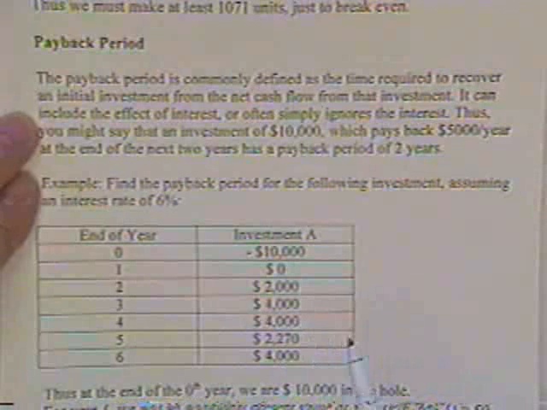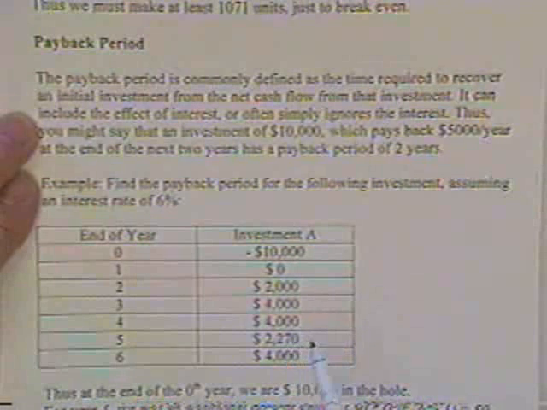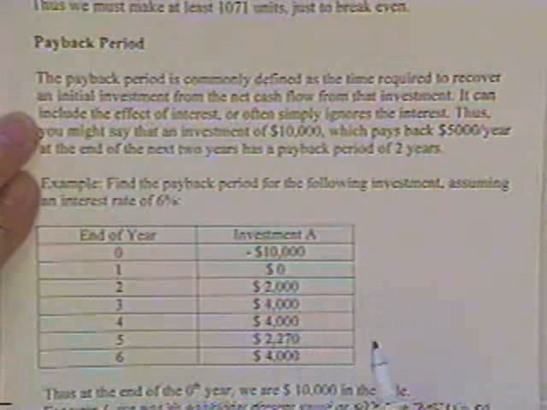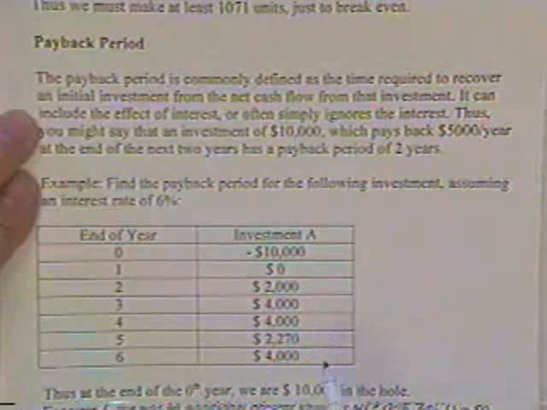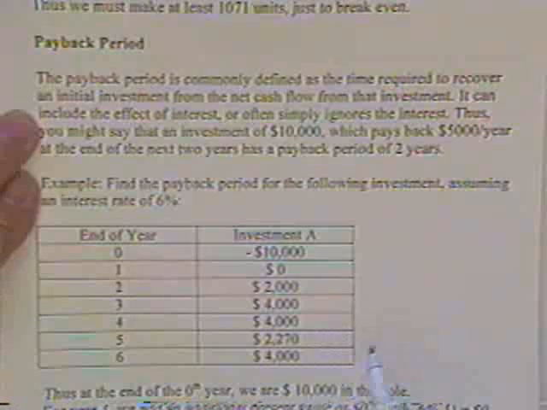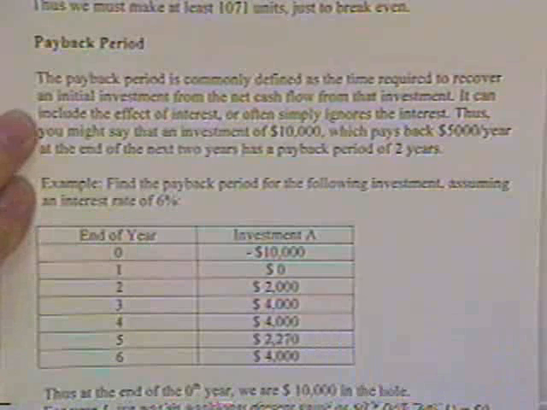They just say, look, if we put $10,000 in this, we'll have our money back in 3 years. Pretty much ignoring the fact that the money you got back wasn't really worth as much. But, you know, that's a ballpark number of what they would call the payback period.